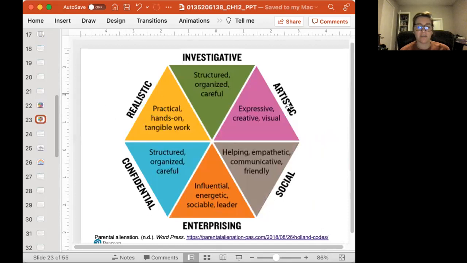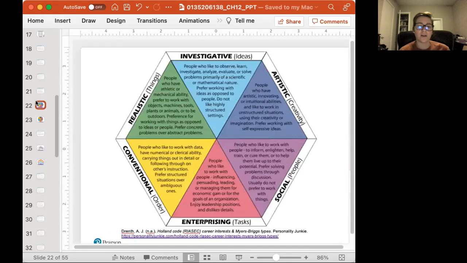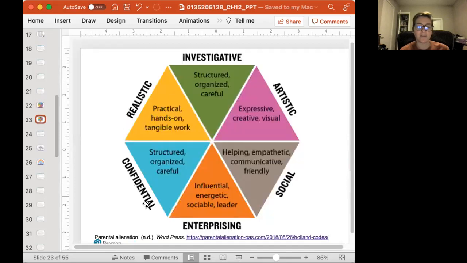And then here's another image with a little bit shorter description for each. So practical, hands-on, tangible work for realistic, structured, organized, and careful is investigative, expressive, creative, and visual is artistic, helping, empathetic, communicative, and friendly is the social, enterprising, they're influential, energetic, sociable, and a leader, and then confidential or conventional, I think they might have misspelled that, structured, organized, and careful. So reassess.